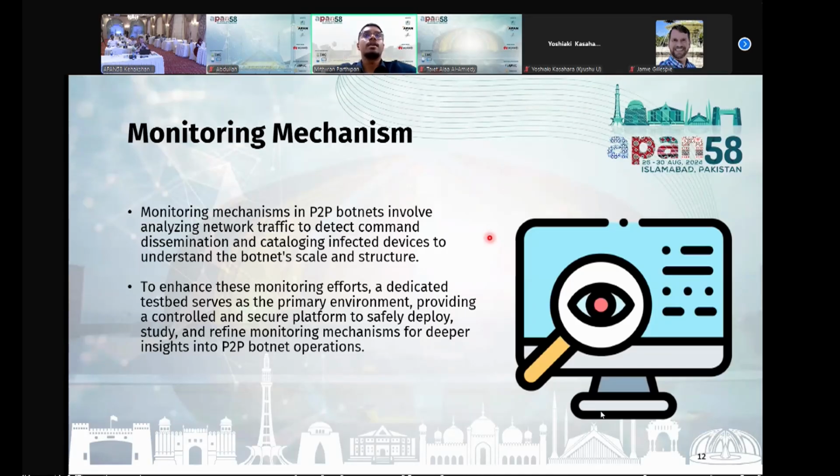So I've mentioned that the monitoring mechanism is a crucial part in analyzing a peer-to-peer botnet. In terms of the monitoring mechanism in peer-to-peer botnets, it involves analyzing network traffic to detect command dissemination and cataloging infected devices to understand the botnet scale and structure. To enhance these monitoring efforts, a dedicated testbed serves as a primary environment, providing a controlled and secure platform to safely deploy, study, and refine monitoring mechanisms for deeper insight into the peer-to-peer botnet architecture.